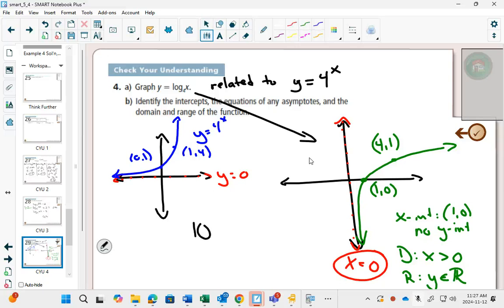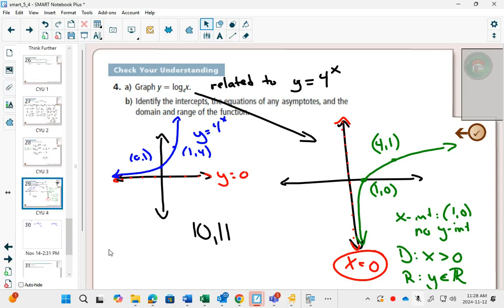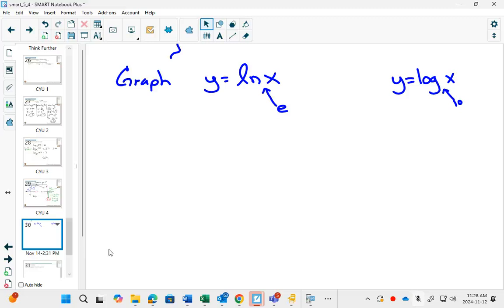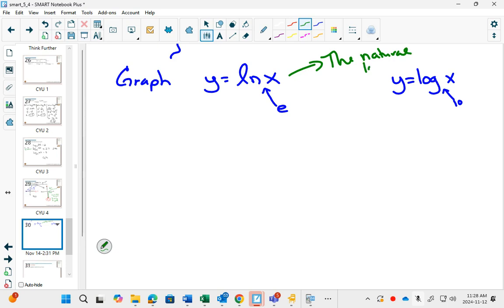Questions for practice on this one are 10 and 11, but we're going to add one more graph. So you have space, I think you have space on the page right across. I want you to graph y equals ln of x. And this is called the natural logarithm.